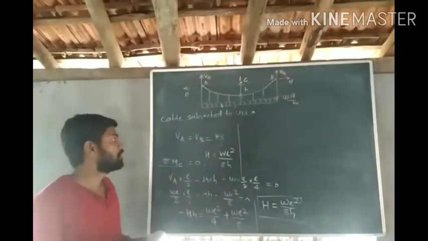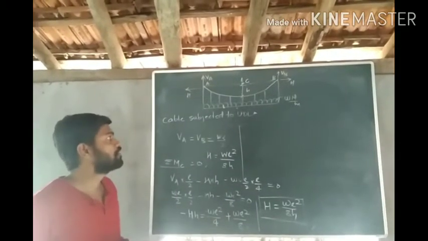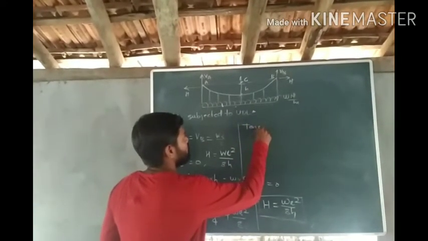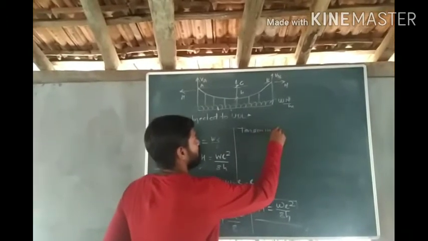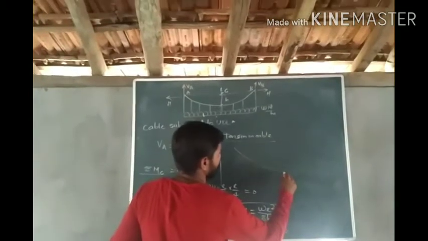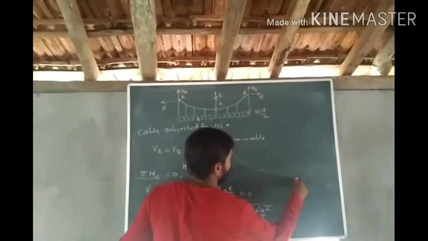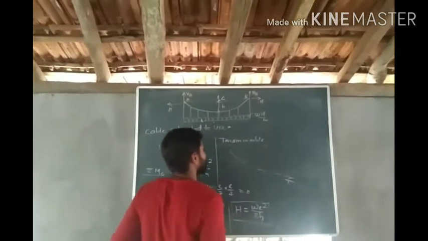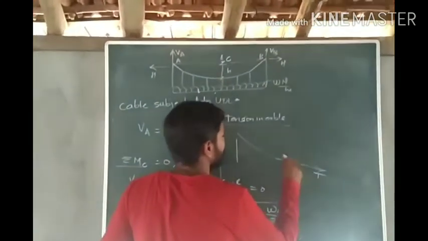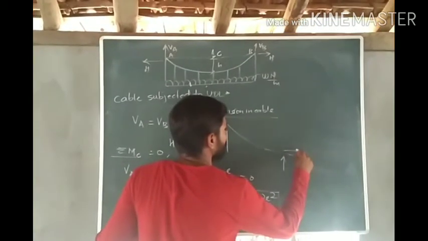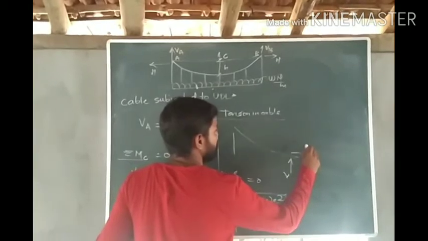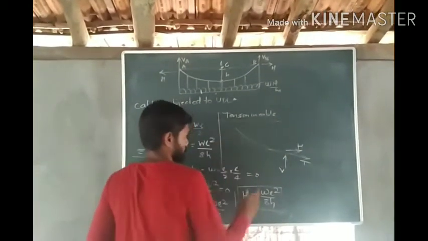So next is tension in the cable. How to calculate the tension in the cable when the UDL is applied? So tension in cable. So this is your shape of the cable, and let us say this is T. So tension in the cable at a section we can calculate as, this is vertical shear V and this is horizontal thrust H.